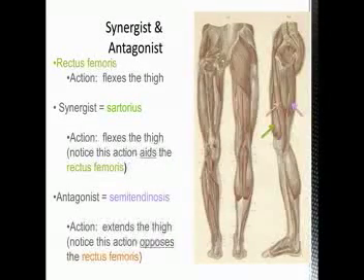All right, and that's it for the upper portion of the lower extremity. Now what we'll move on to is really the lower portion of the lower extremity.